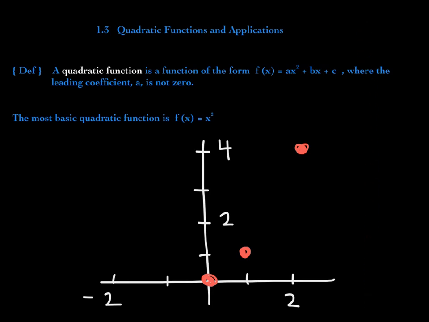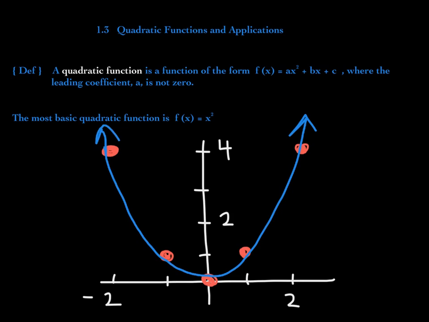The other side of this curve, if you plug in negative 1 squared is negative 1 times negative 1, which is positive 1. Negative 2 squared is negative 2 times negative 2, which is positive 4. And of course, you can keep on going in that direction. So if you connect the points here with a smooth curve, what you get is a U-shaped graph, famously known as a parabola. All right, this is our most basic parabola.